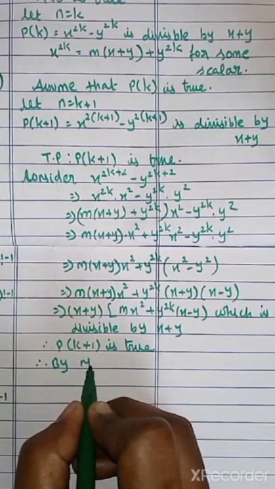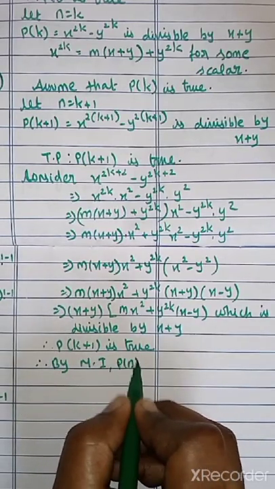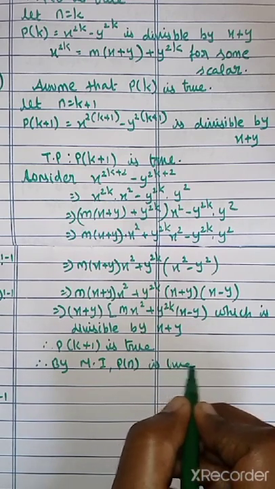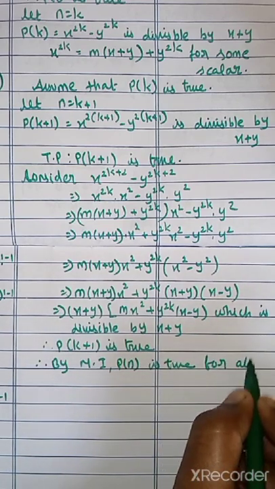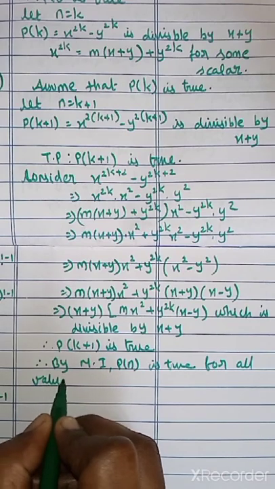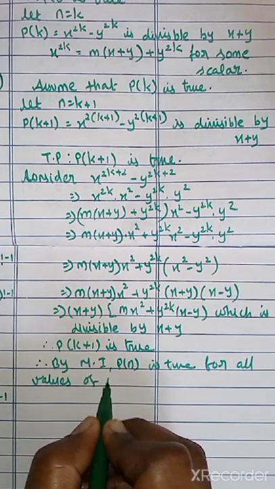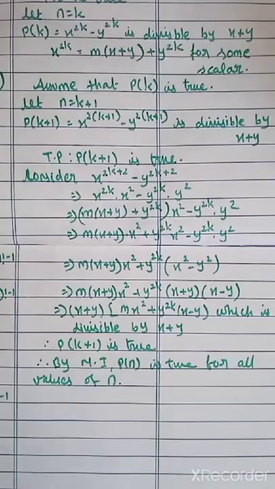Therefore, by mathematical induction, P of n is true for all values of n. That is your final answer.